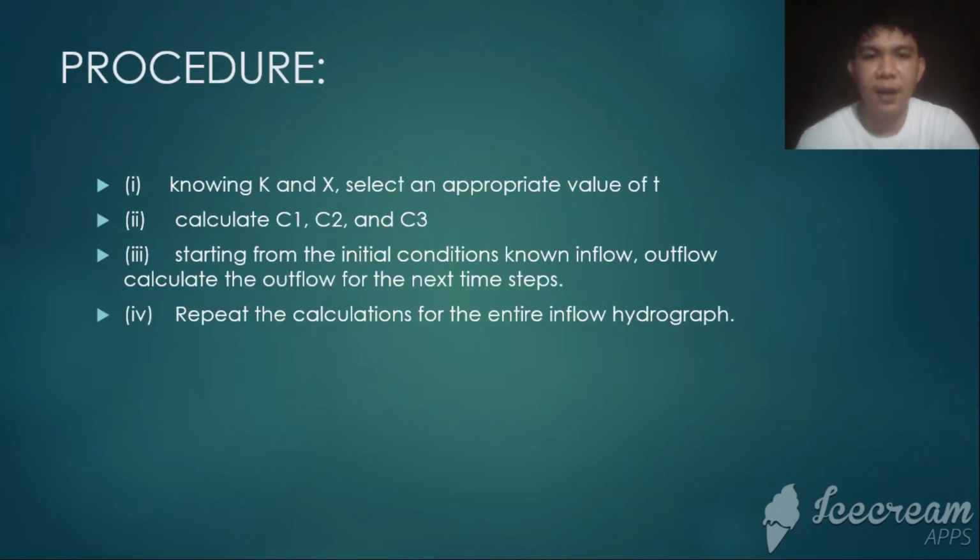So these are the procedure. First, knowing K and X, select an appropriate value of T. Then second, calculate C1, C2, and C3. Then third, starting from the initial conditions of known inflow and outflow, calculate the outflow for the next time steps. Lastly, repeat the calculations for the entire inflow hydrograph.